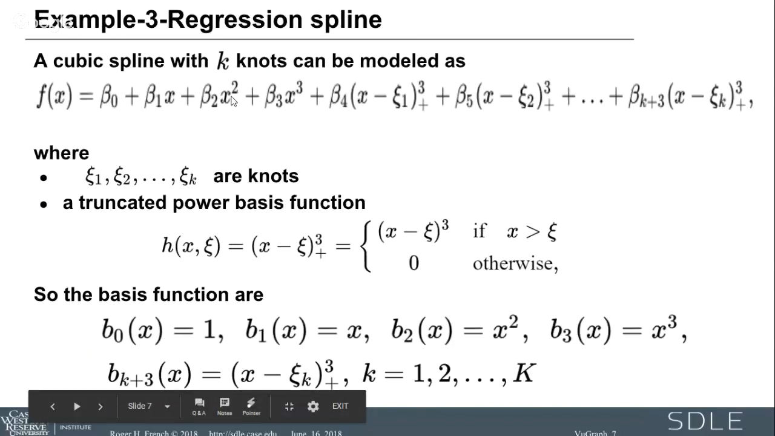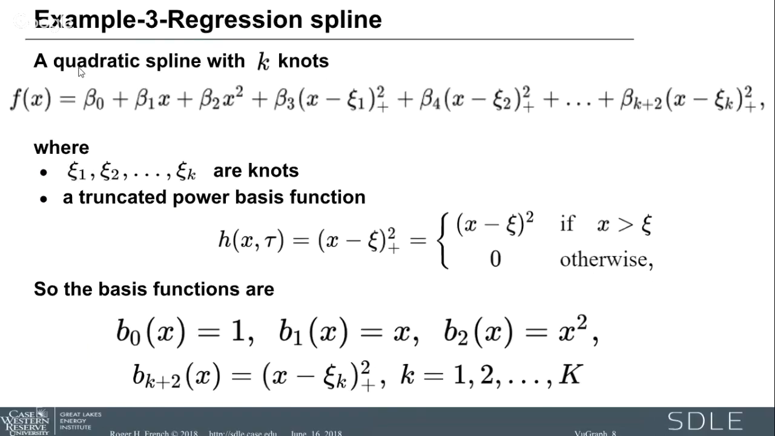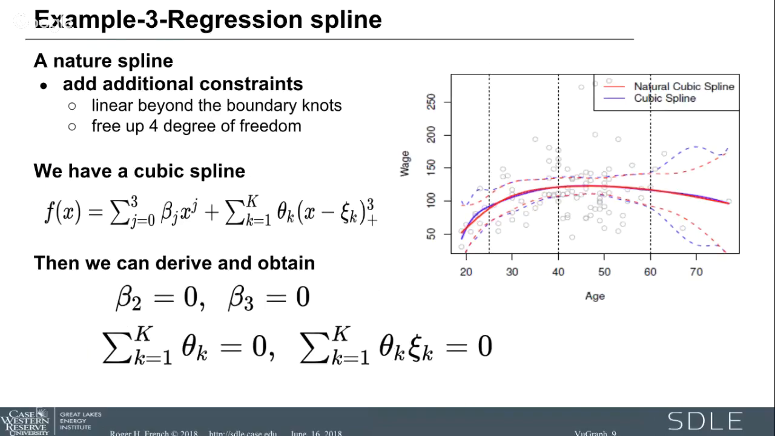And also, if you want to change the cubic, we can use the quadratic instead, and it's very similar to cubic spline. You just set up a quadratic polynomial, and each knot has a quadratic term, similar to the cubic spline. They are very similar. And the next thing is the natural spline.